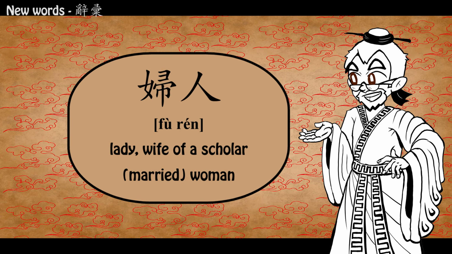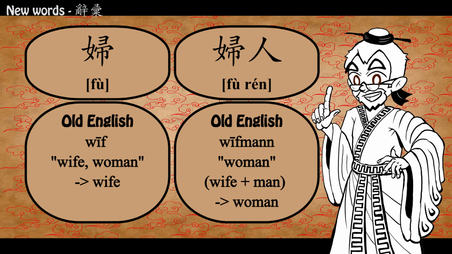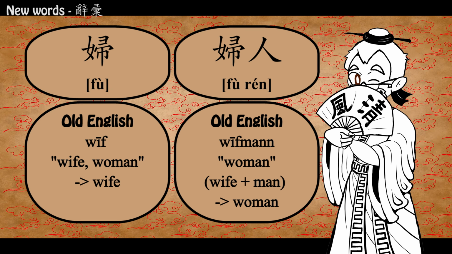Woman is sometimes also written as furen. We can liken fu and furen to the English words wife and woman. Wife at one point meant both adult female human being and married woman, while the word woman is wife with man tacked on at the end, or wife person. Funny how sometimes Chinese and English speakers have exactly the same train of thought.